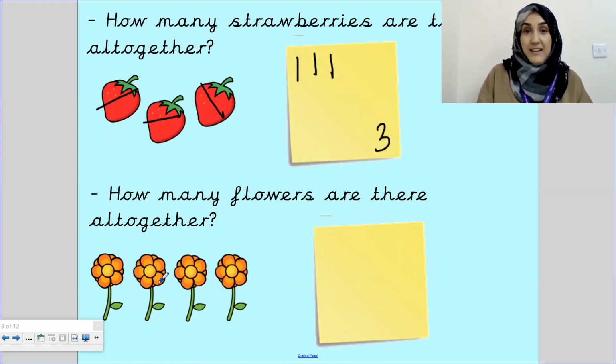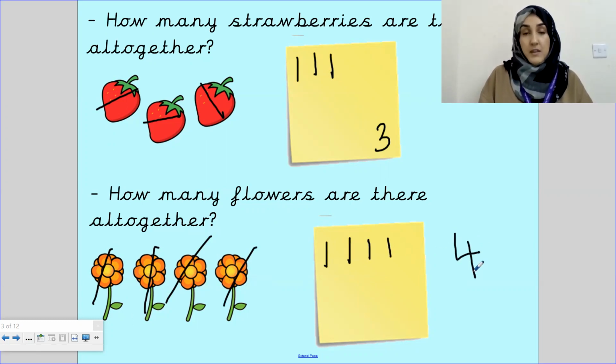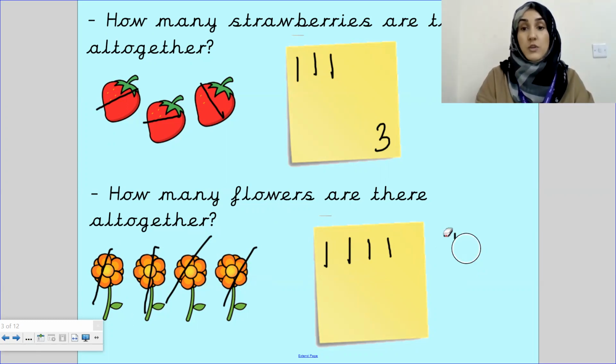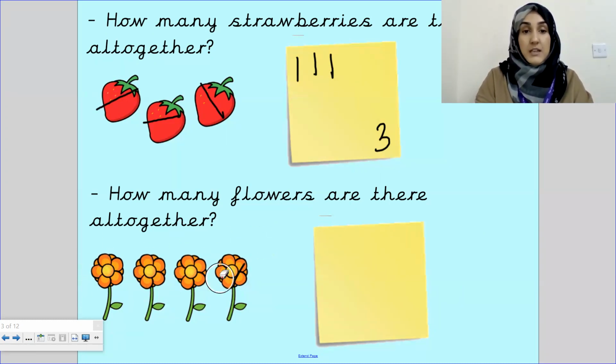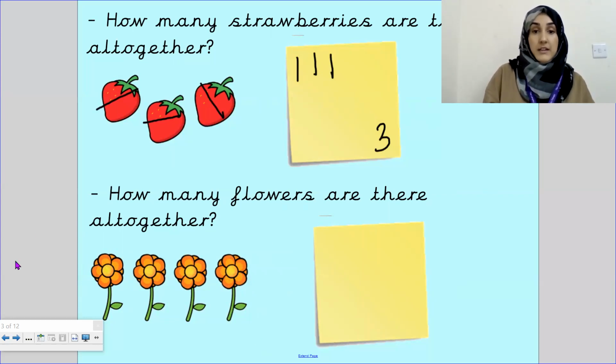Now, can you help me count the flowers? Thank you. Let's start and use the crossing off method. That's 1. That's 2. That's 3. And that's 4. Now, when we are doing a tally mark, the lines need to be next to each other. So I'm going to show you what not to do. So I'm going to show you what a bad one looks like. Right, if I were to count these flowers and I'm going to do a tally mark, this is what a bad one looks like.